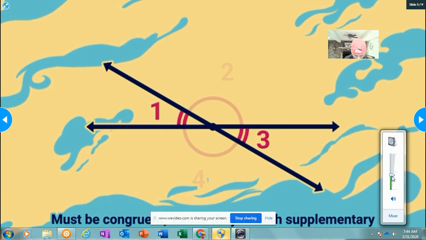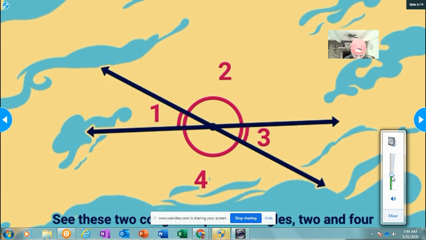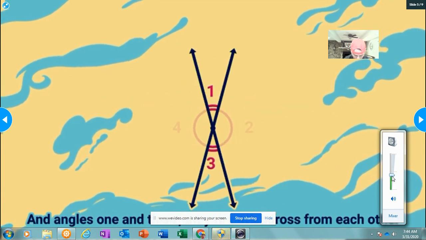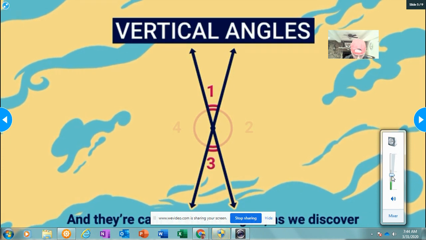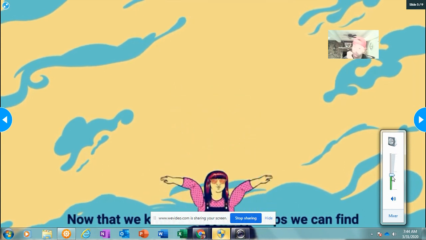See these 2 congruent pairs of angles, 2 and 4, and angles 1 and 3. They're each across from each other, and they're called vertical angles, as we discovered that they're always congruent every single time. Now that we know their relationships, we can find the angle measurements with just a little information. I'll show you how it works.